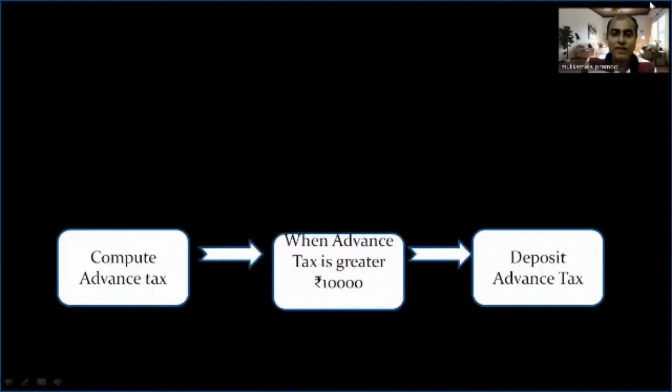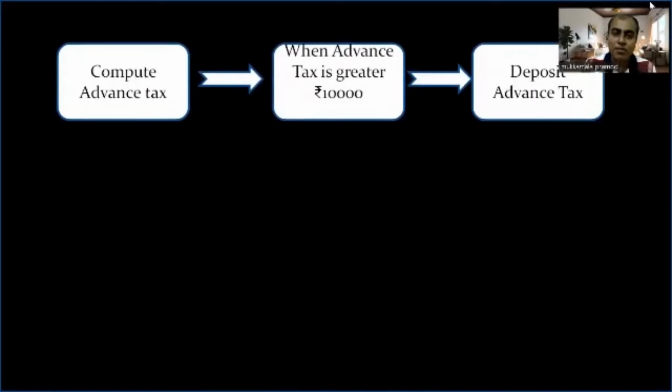Let's see how this overall process looks like. So you have to compute the advance tax using the tax calculator. The link of that I'll provide in the video below. And then once you realize that you have an advance tax amount greater than 10,000 rupees, then you can do the calculation and deposit the advance tax.